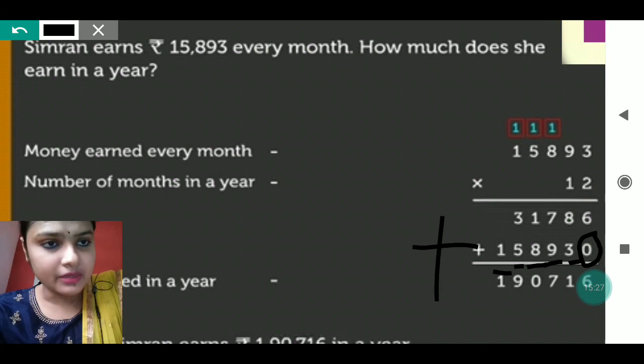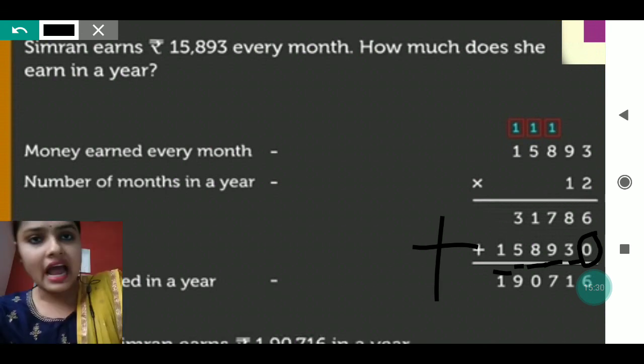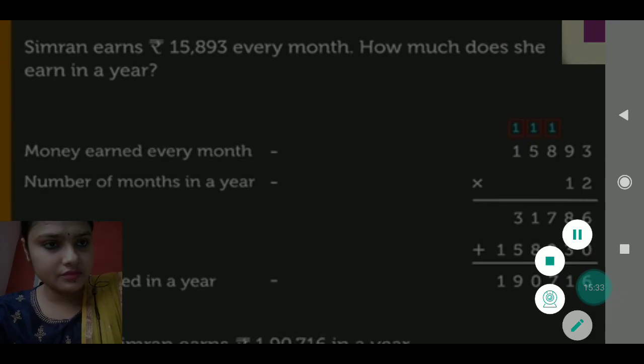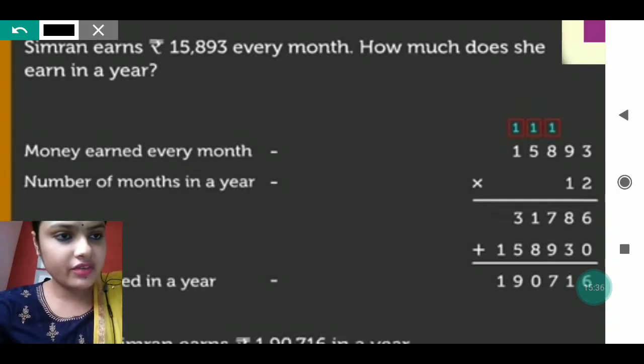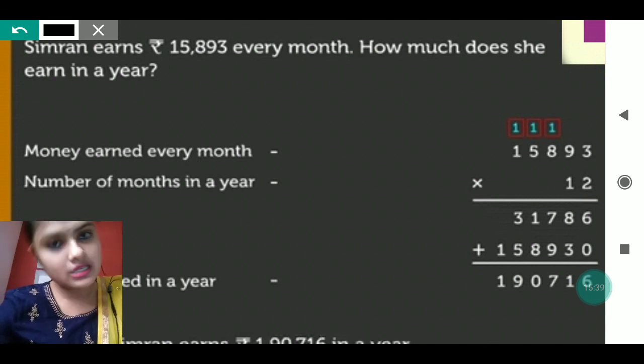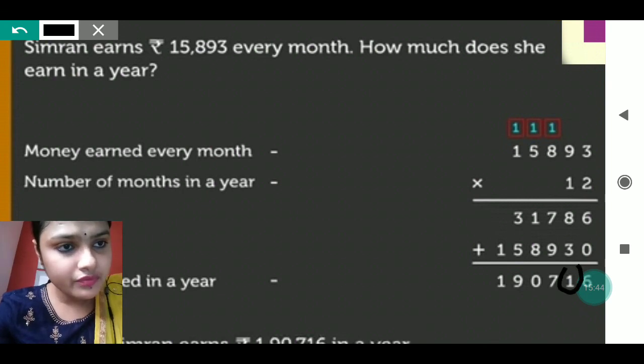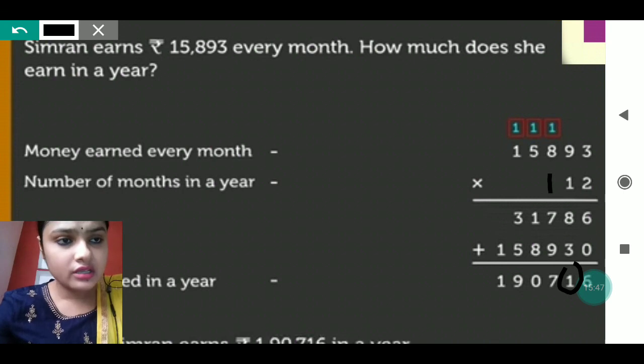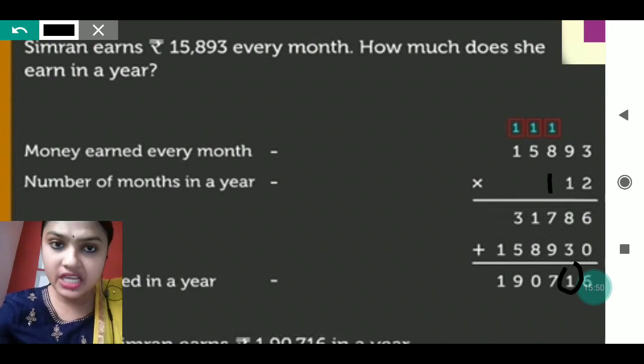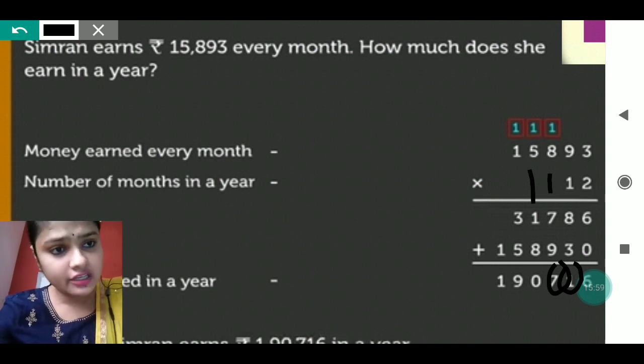Now we will add the numbers. Let's add it, my dear. So 6 plus 0 is 6. 8 plus 3 is 11. So 1 you will write down and 1 you will take carry. Now 9 plus 7 is 16, plus 1 is 17. 7 we will write down, 1 carry. 8 plus 1 is 9, plus 1 is 10. So 0 we write down, 1 carry. 5 plus 3 is 8, plus 1 is 9. Now 1 plus nothing is given above.